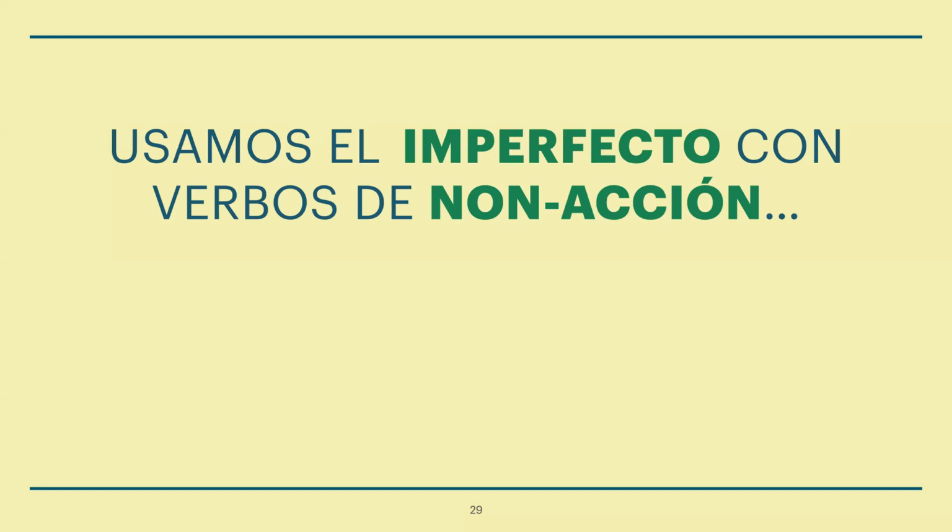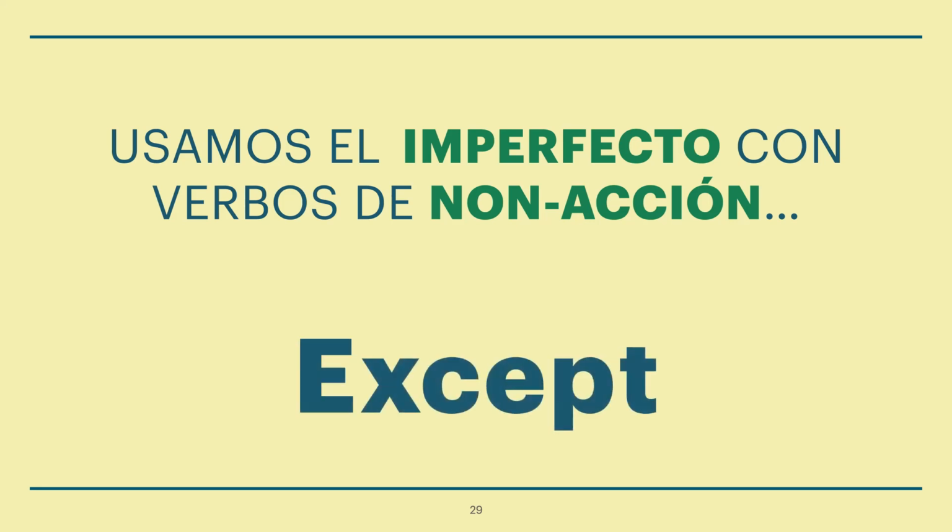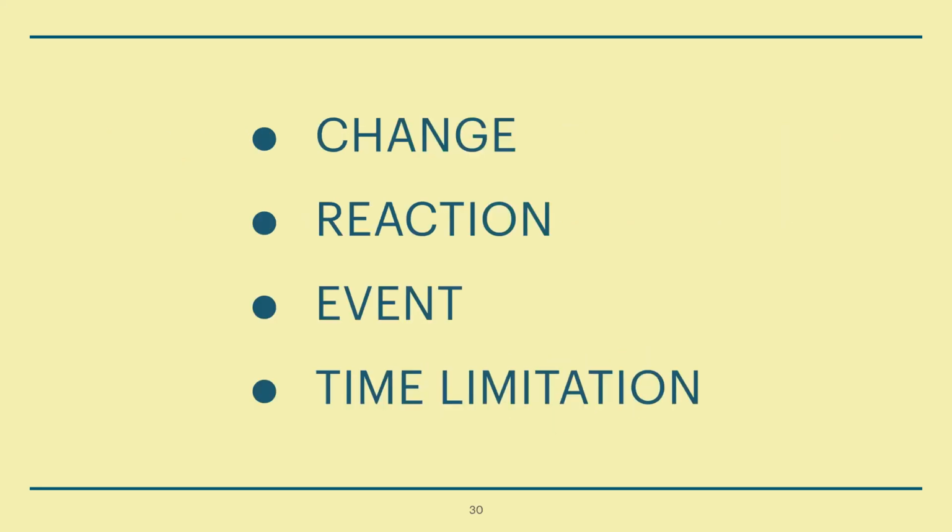Ok, espero que hayan hecho bien sus oraciones. Ahora vamos a seguir hablando de la otra excepción. Ya vimos la excepción de usar el pretérito siempre con verbos de acción, salvo en los 4 casos. Ahora vemos que usamos el imperfecto con verbos de no acción, excepto en estos 4 casos. When it's a change, when it's a reaction, when it's an event, or when there is a specific time limitation.